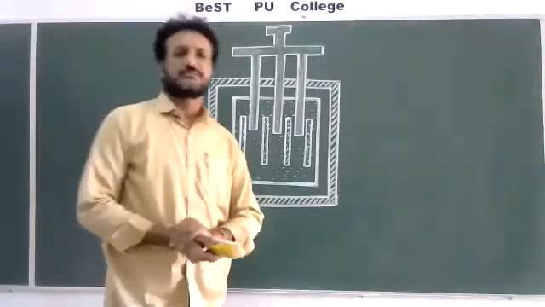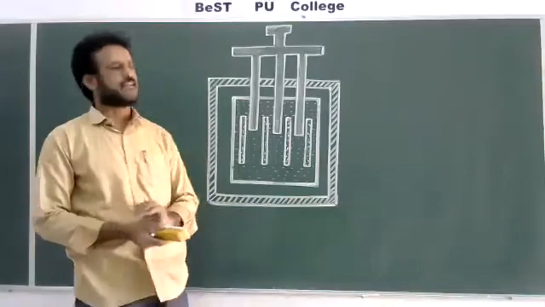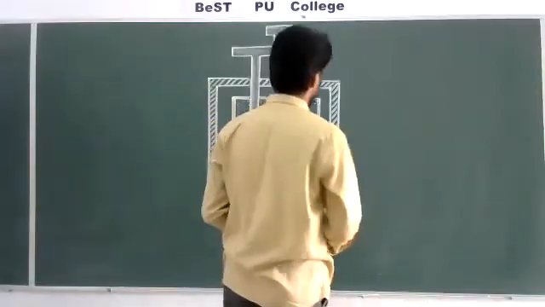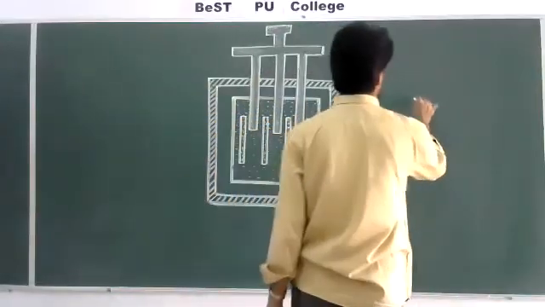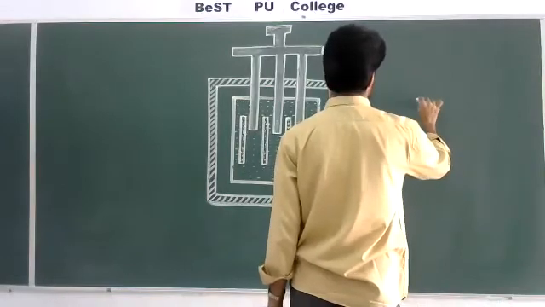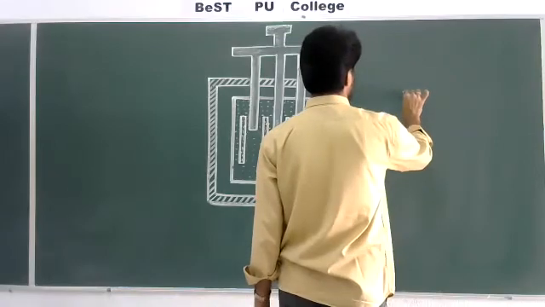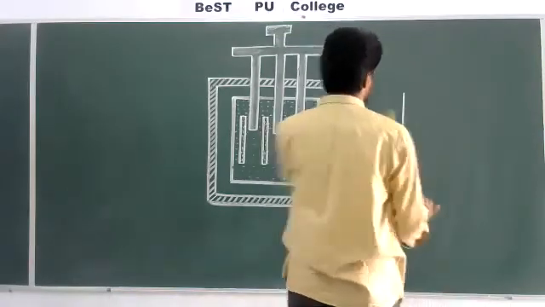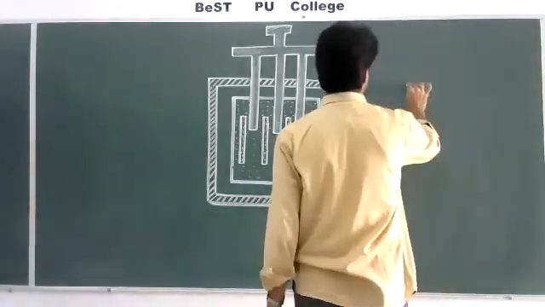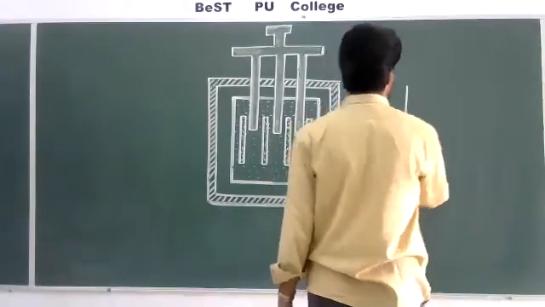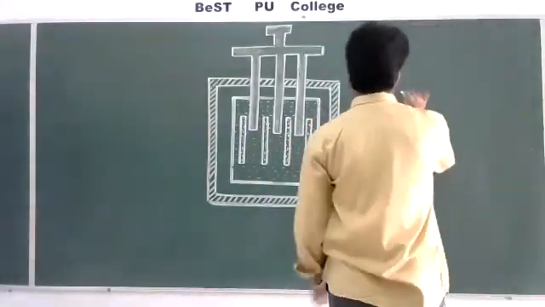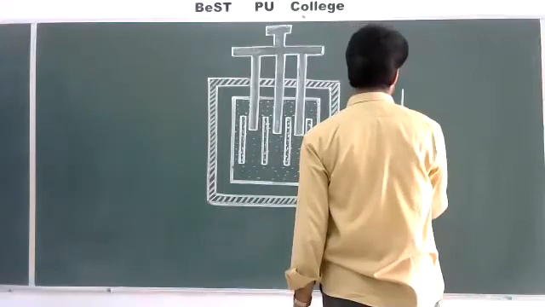It should have high thermal conductivity. Whenever it has a high thermal conductivity, it can easily absorb the heat and take the heat from the core of the reactor. That's why it should have high thermal conductivity.